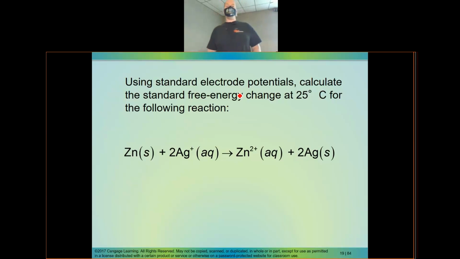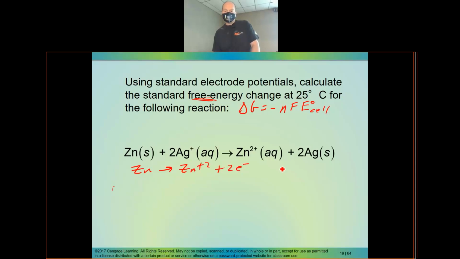All right, so using the standard electrode potentials, calculate the standard free energy change, delta G, at 25 degrees Celsius. This is simply equal to negative n F E naught cell. We have our zinc going to zinc 2+ plus 2 electrons, and that E value was 0.76 volts, if I recall correctly. And then you have your 2 Ag+ plus 2 electrons goes to 2 Ag solid.